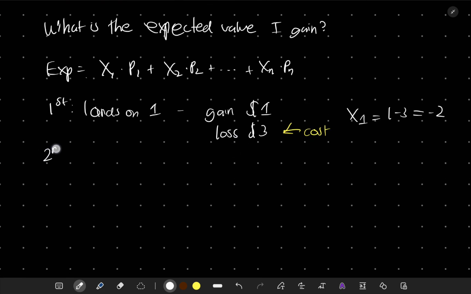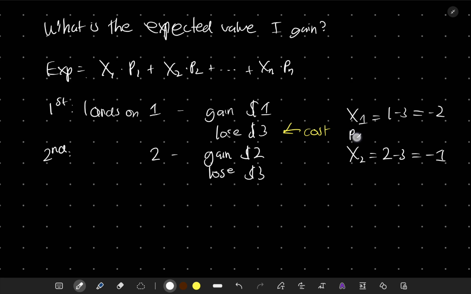Let's think about my second outcome. If it lands on 2, I'm going to gain $2, but then I lose $3, right? And again, that's also the cost. So with x2, I'm going to get negative 1. And then we also have to figure out the probability of getting each of these. Well, since I'm just rolling a fair-sided die, all of them are equally likely. So they're each going to be 1/6.